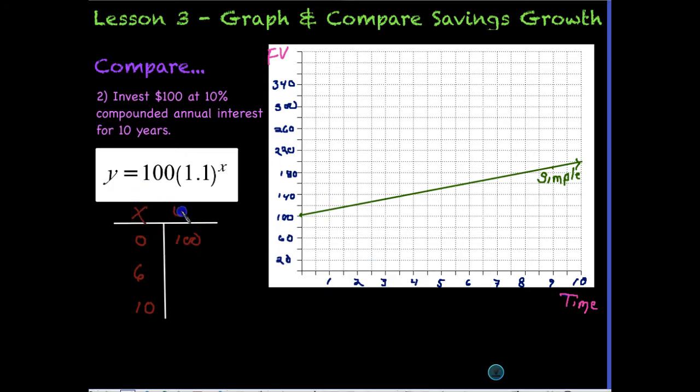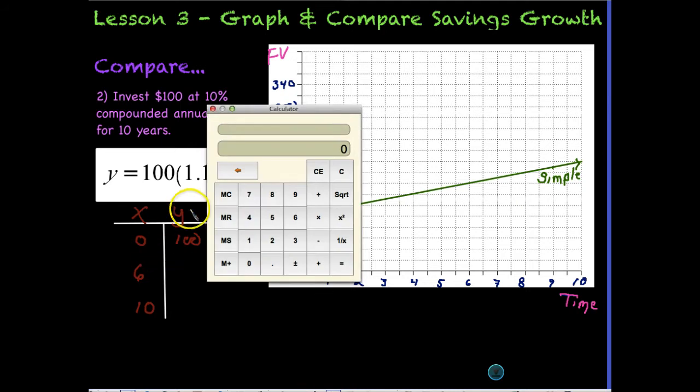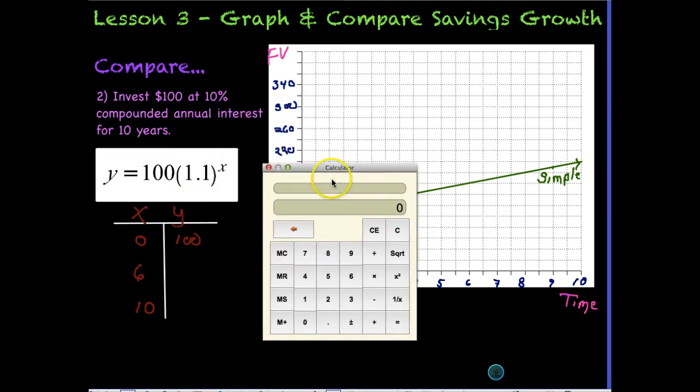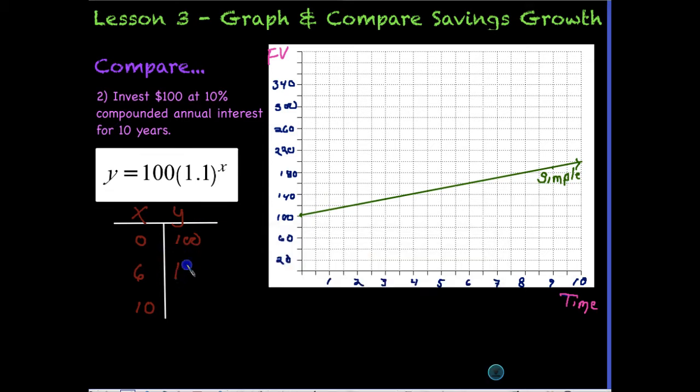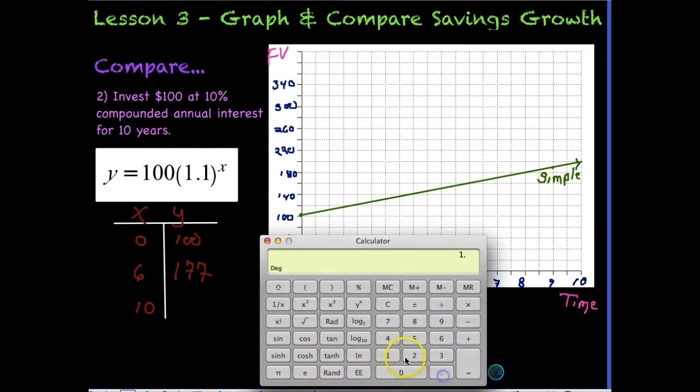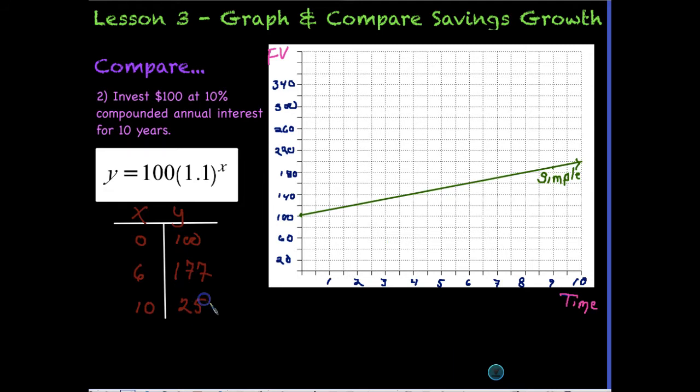So here's my x, here's my y. Now let's go ahead and use 6. So let's take 1.1 raised to the 6th power, and then let's take that multiplied by 100. So we should get 177 with a little bit more. So I'm just going to round to 177. Finally, let's do 10. So let's take 1.1 and raise it to the 10th power. We get 2.59. Multiplying that by 100, we get 259 and a little bit more. So I'm going to round to 259.